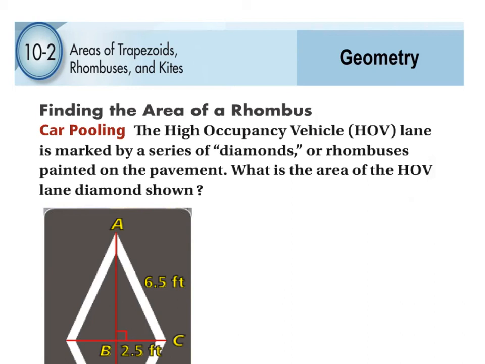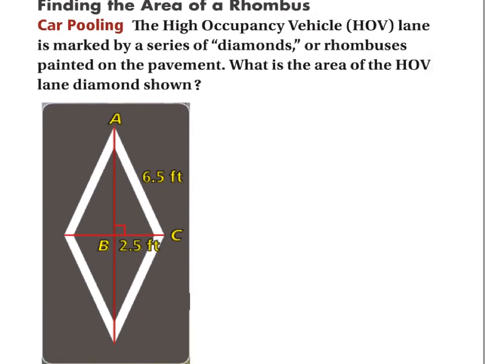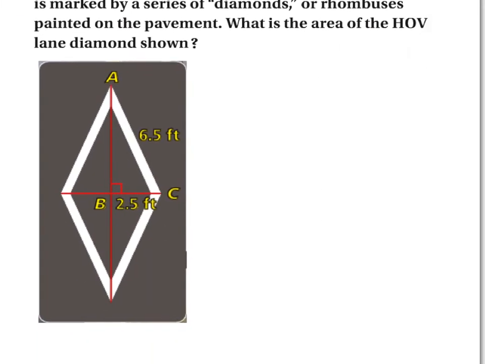Last problem here says the high occupancy vehicle lane is marked by a series of diamonds, or rhombuses, painted on the pavement. What is the area of the HOV lane diamond shown? I know that I have a length here of 6.5 for each side, and I know that this length right here is 2.5 feet. So I also know that the other side right there is 2.5 feet as well.